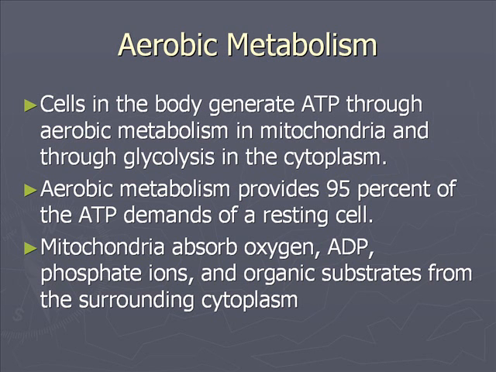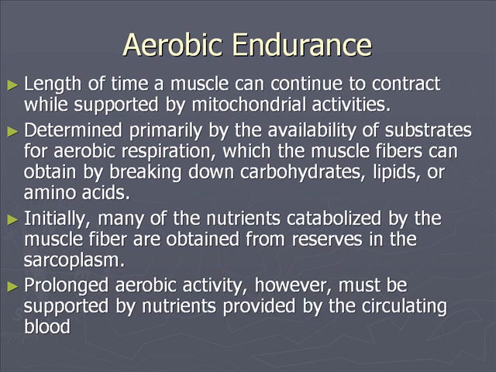The 3-carbon sugar brought into the mitochondria goes through a series of enzymatic steps referred to as the Krebs cycle, TCA cycle, citric acid cycle. This takes place, and we see the generation of ATP in the presence of oxygen, and we get a lot of ATP from that process. Aerobic metabolism provides 95% of ATP demands for resting cells. Mitochondria will also absorb oxygen, ADP, phosphate ions, and organic substrates from the surrounding cytoplasm. Because it's aerobic, it provides us a significant amount of energy.